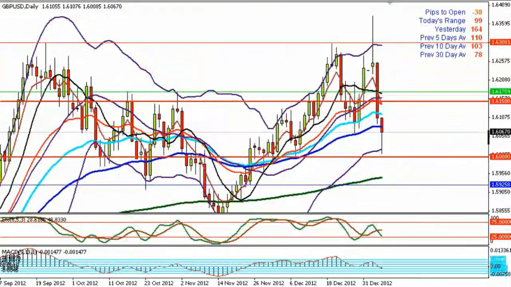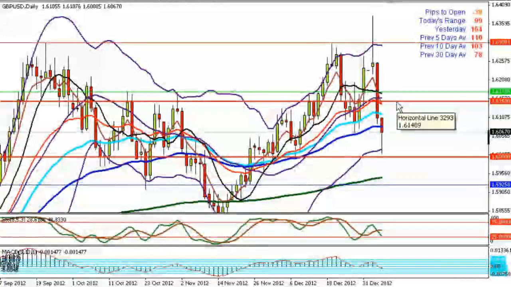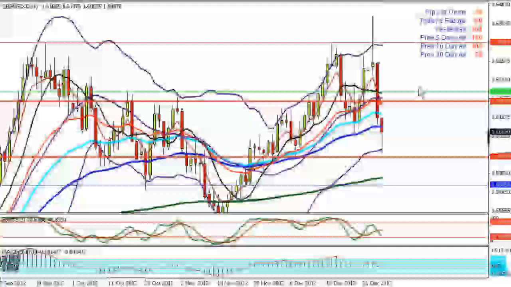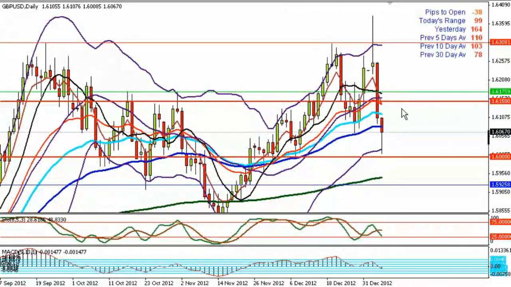Same pair on the daily chart. On the daily, what you want to be looking for, as I just said, is a bounce back up at 160, and a potential bounce back down at 161.50 with your stop just above the 200 EMA. There is a pound interest rate news this week, so you need to be very careful around that time. But again, this is on the daily chart.